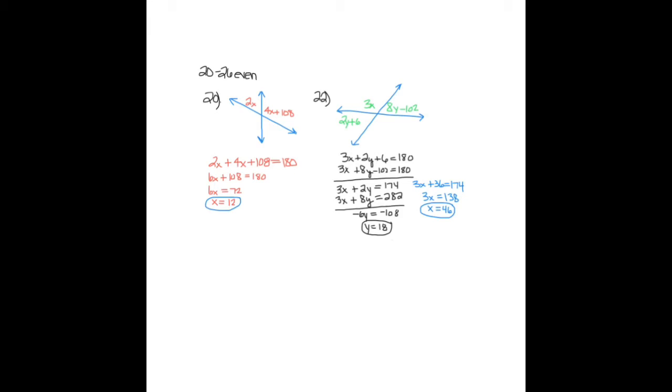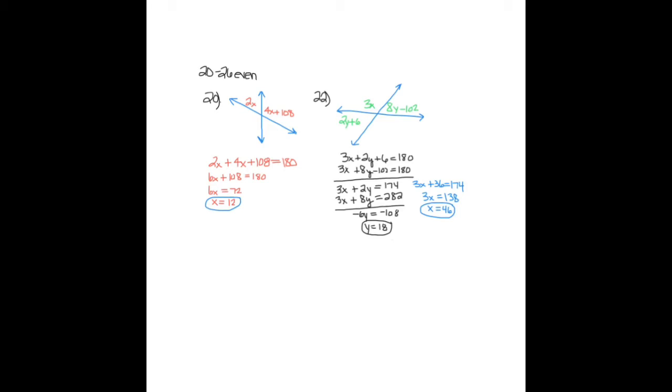I think it's a good idea to always draw the picture. I think that helps you, so that way if you're making a mistake, you can look back at your picture and see what's going on. So for number 20, I just said that 2x plus 4x plus 108 has to equal 180 because it's a linear pair. I find out that x equals 12.